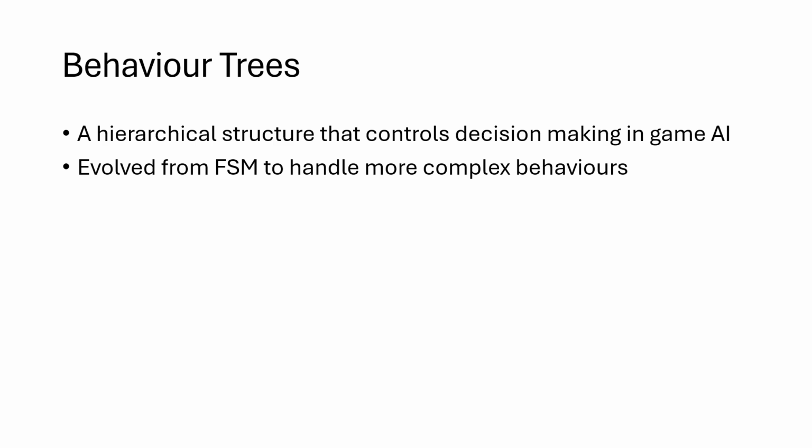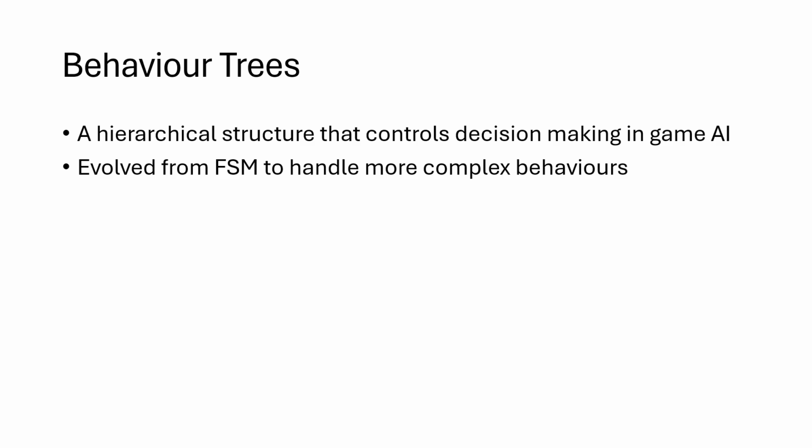So behavior trees, just as the name implies, it's a tree. It's a hierarchical tree-like structure that controls decision making in game AI, and it's sort of an evolution from finite state machines to handle more complex behavior, because you can make it do more things and it's not restricted to a very limited amount of explicit state transitions as you do in finite state machines.